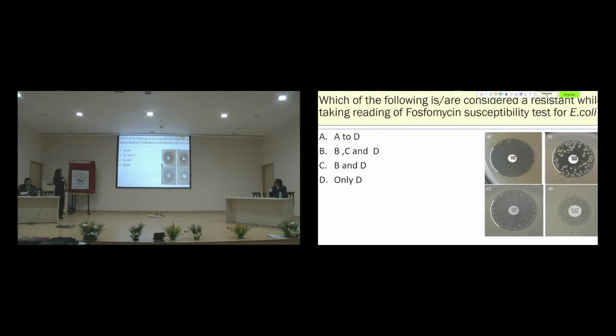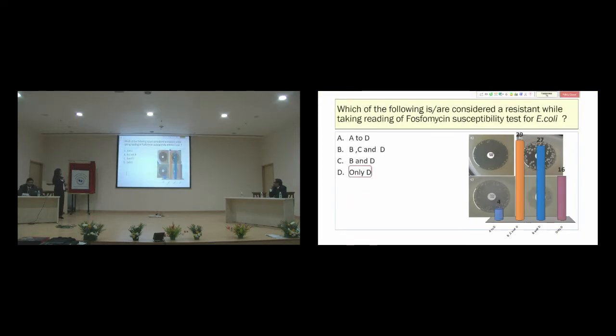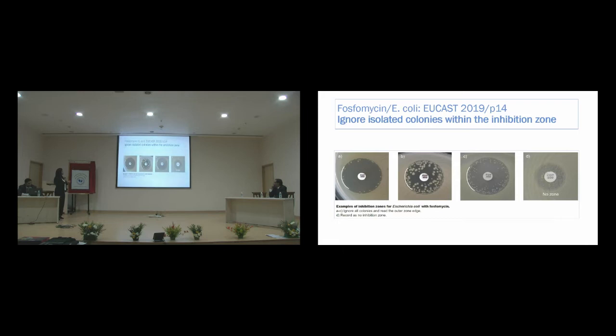70 plus responses are there. So what is the answer here? It is only D. This has been mentioned for phosphomycin. In phosphomycin, ignore isolated colonies within the inhibition zone. This is the picture where A, B, C you consider as sensitive. You can see here, ignore all colonies and read the outer zone edge. This has been mentioned for phosphomycin when you are taking the reading for E. coli. Only the last one is considered resistant.